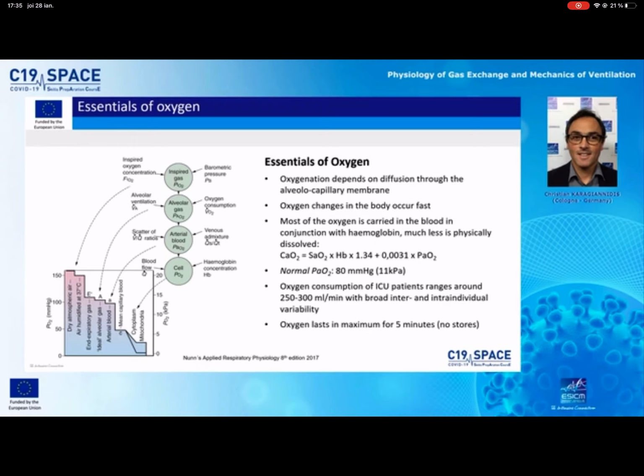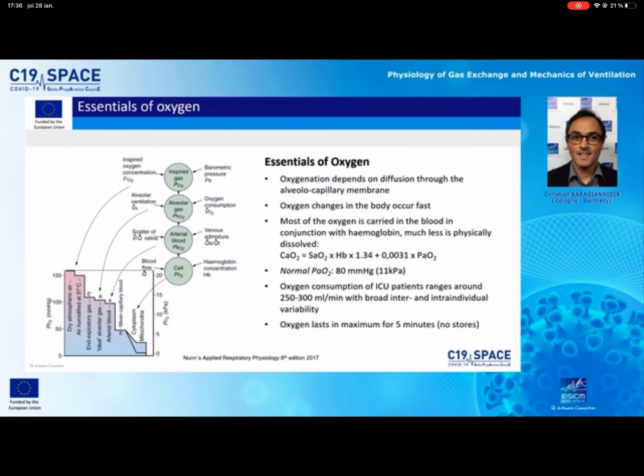The normal value of PaO2 is around 80 millimeters of mercury or 11 kilopascal. It is important to notice that we have no oxygen storage in the body, which in turn means that usually the oxygen lasts a maximum of 5 minutes until the first cells start to die. And therefore, this is the very important time frame for resuscitation and the time you have to get oxygen into the brain.